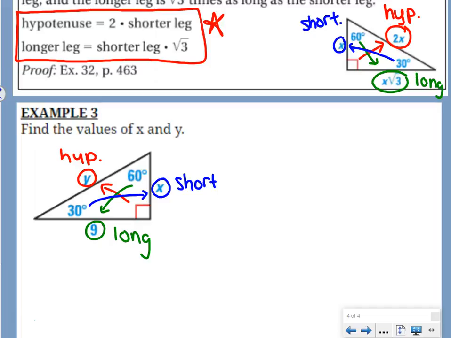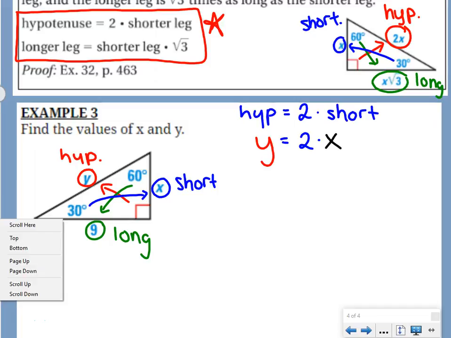So now that we have the pieces labeled, we can set up our equations. Hypotenuse equals 2 times the shorter leg. Well, hypotenuse is y equals 2 times the shorter leg, which is x. Well, we can't do anything more with that, so let's just put a pause there and move on to our second equation for the long leg.